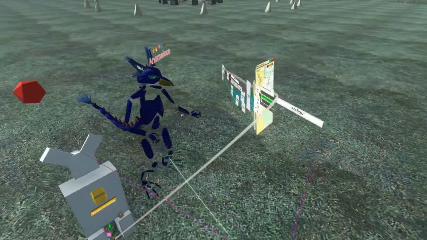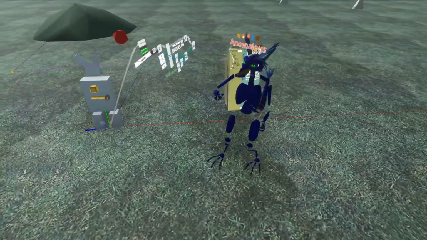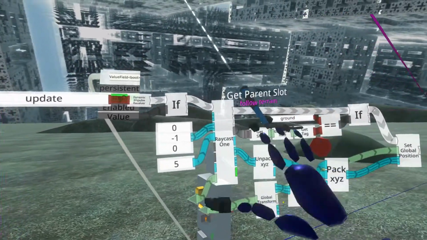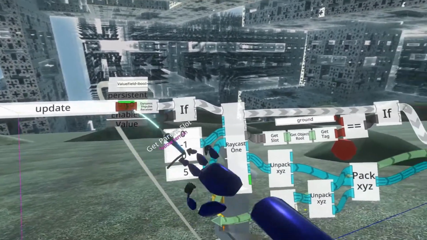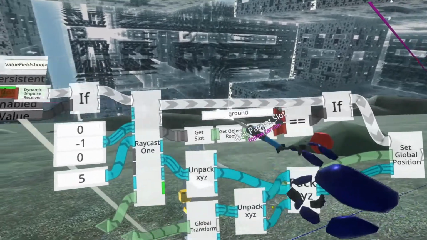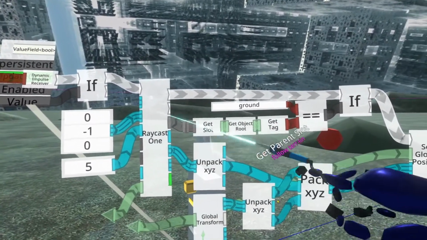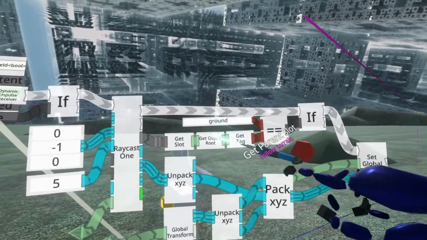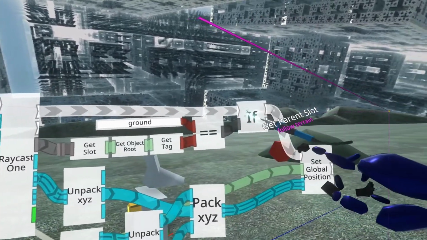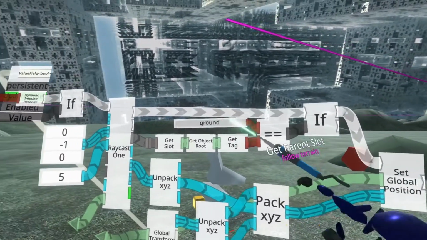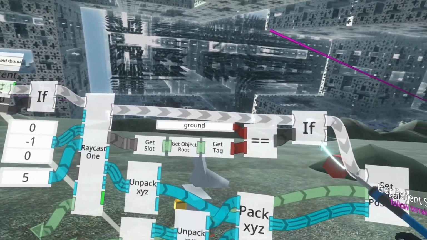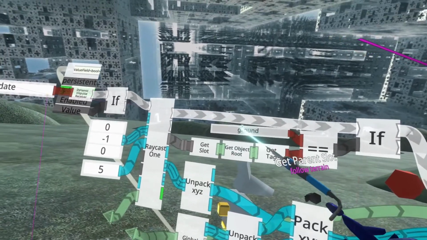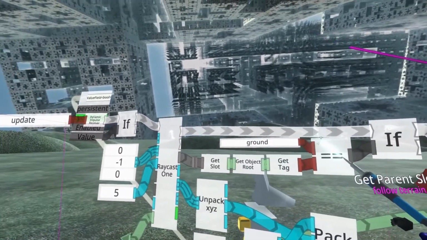If I go over here, so the change here is that it's almost the same, but when the raycast happens, we get the slot that it hit, and the object root of that slot, and the tag of that object root, and we see if it's tagged ground. And if it's tagged ground, we set the NPC to that position. If it's not tagged ground, the NPC will ignore it. So now anything that you want the NPC to walk on will have to be tagged with ground. Anything that isn't tagged ground will simply be ignored.